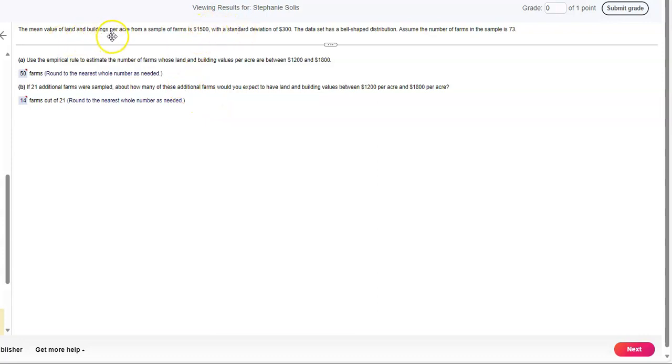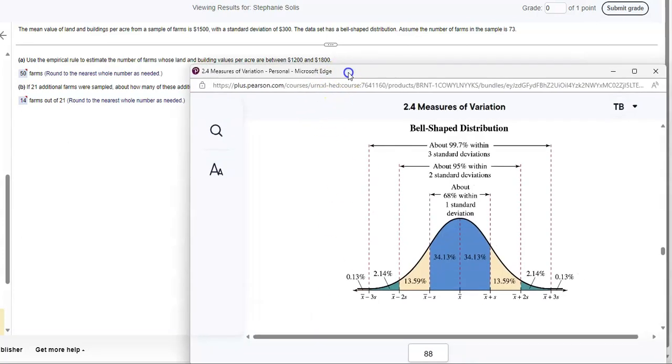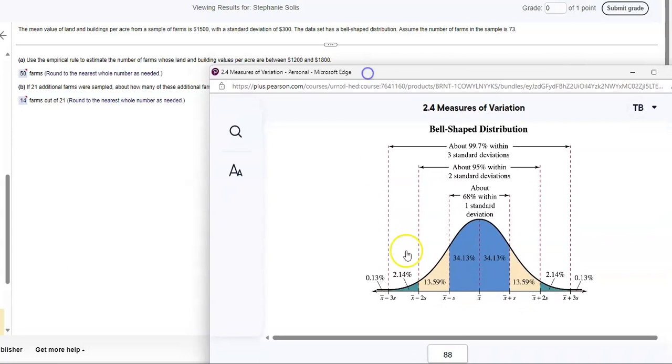The mean value of a land building per acre from a sample is $1,500. Standard deviation is $300. The data set's bell-shaped. They want you to use the empirical rule. Assume the sample size is 73. So use the empirical rule, estimate the number of farms whose land and building per acre are between $1,200 and $1,800. So I'm going to open the textbook here to the empirical rule.